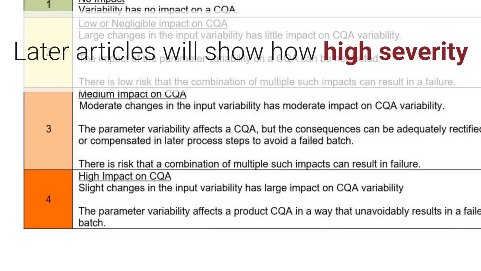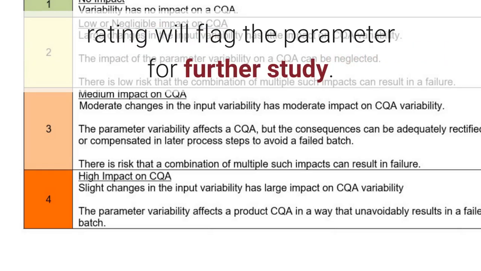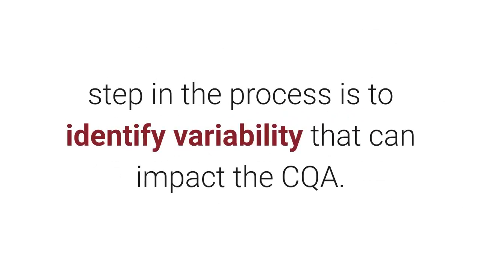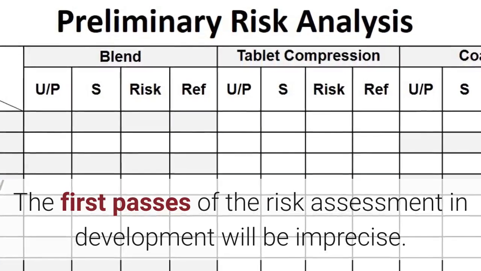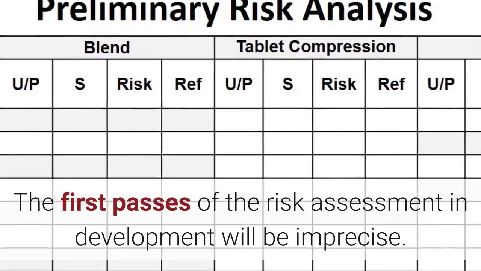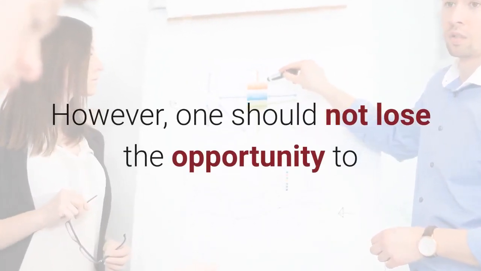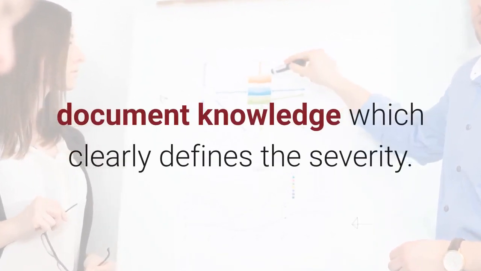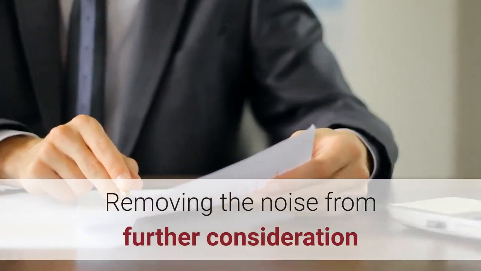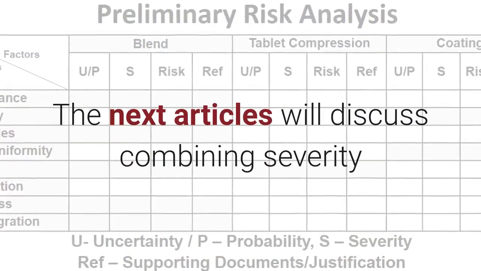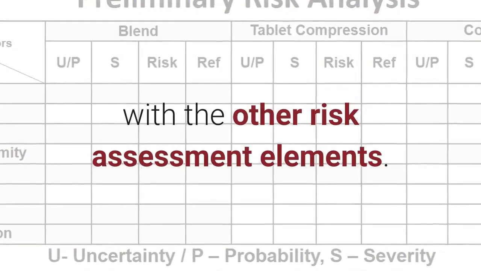Later articles will show how a high severity rating will flag the parameter for further study. I cannot emphasize enough that the goal of this step in the process is to identify variability that can impact the CQA. The first passes of the risk assessment in development will be imprecise. It is advantageous to err on the side of caution when data is still being collected. However, one should not lose the opportunity to document knowledge which clearly defines the severity. Removing the noise from further consideration is the great advantage of risk assessments. The next articles will discuss combining severity with the other risk assessment elements.